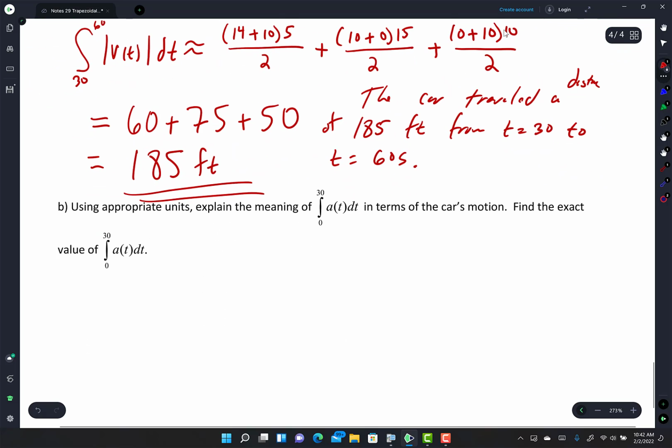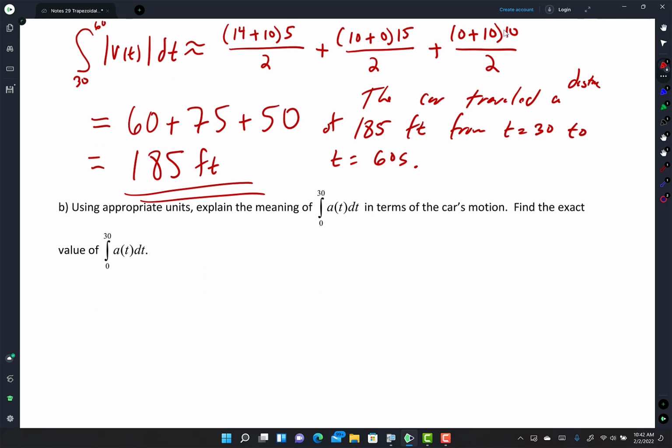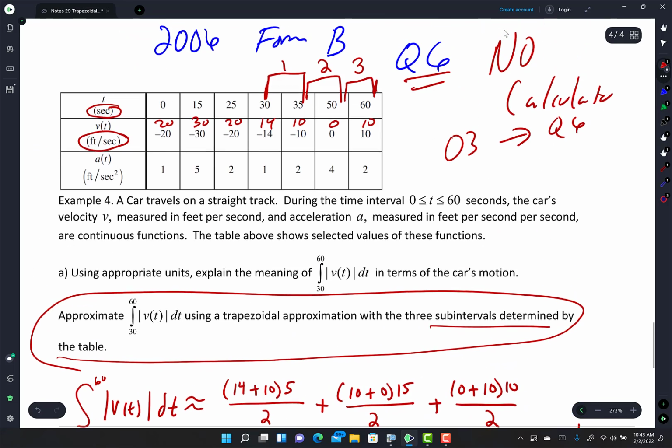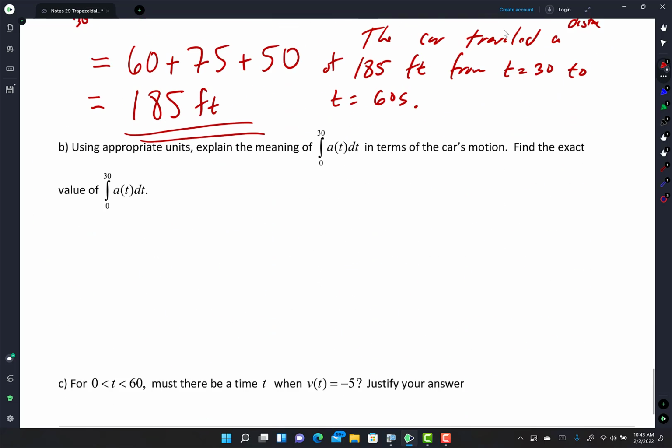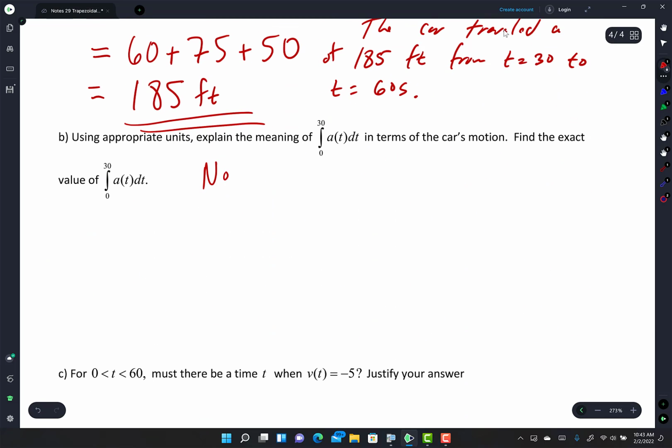Letter B. You think we can handle letter B? Using appropriate units, explain the meaning of the integral from 0 to 30 of a of t dt in terms of the car's motion. Find the value. Ooh, we're not ready for that. I mean, they want the exact, which we can, but we haven't tied it together yet. So put in here, not ready.